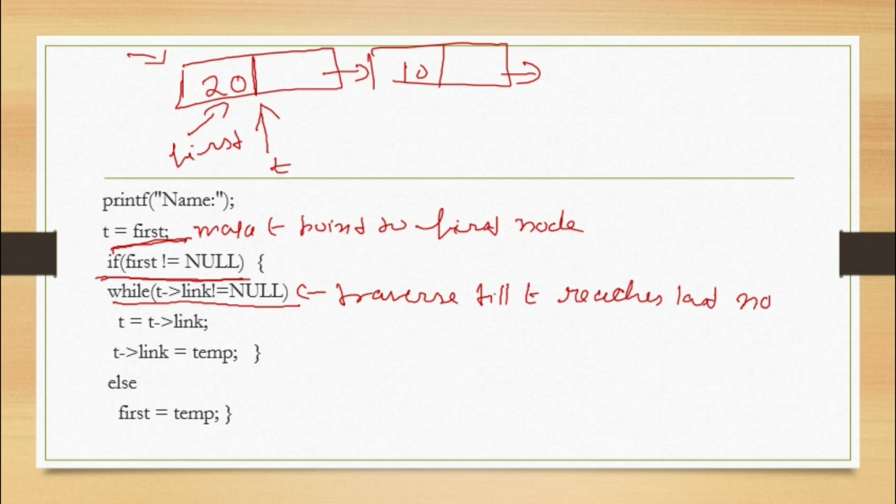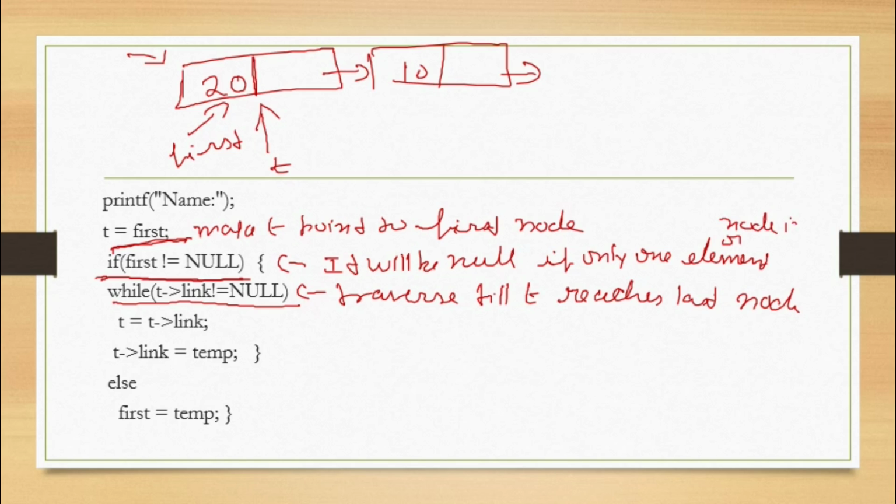And what is this? First is not equal to null means what? First will be null only if just one element or one node is there. What you need to do is t is equal to t of link, so move t. Next, t of link is equal to temp.